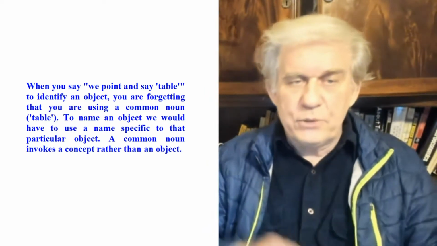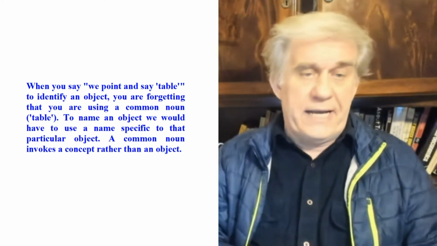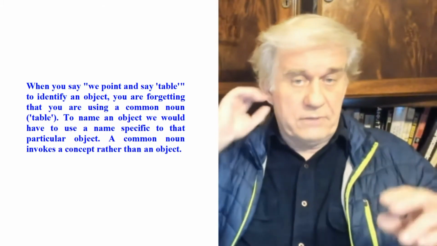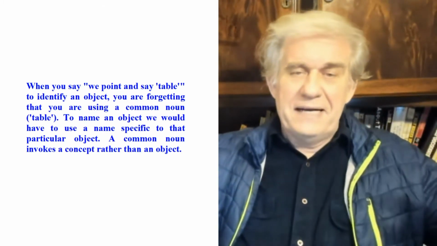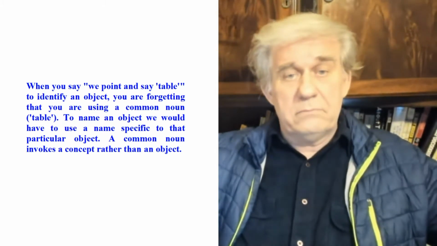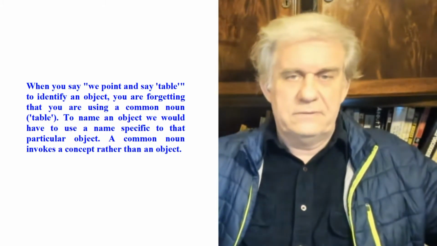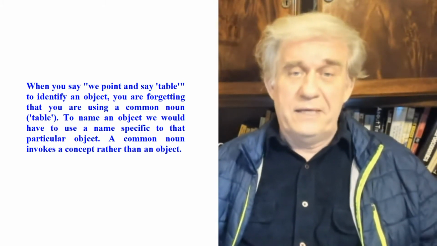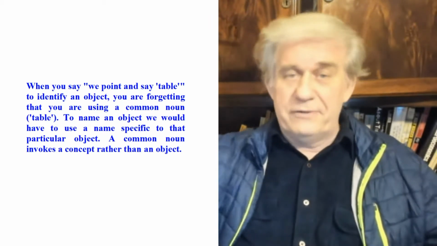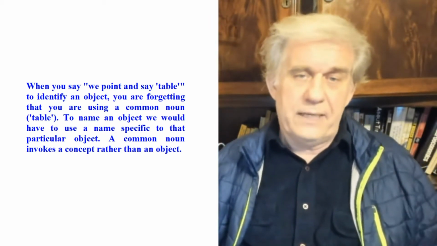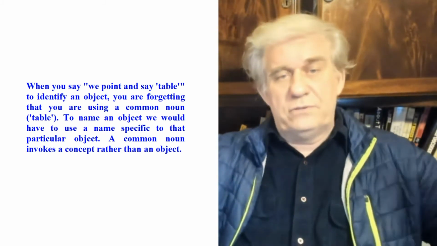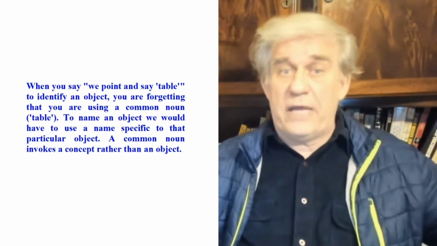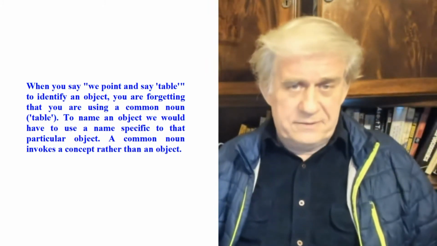To identify an object, you are forgetting that you are using a common noun, table. What this individual is referring to, could be a she, I don't know, is that there are many tables in the universe, let alone on planet Earth. I'm sure there's a civilization somewhere out there that has a word for what we call table, some kind of surface, four legs maybe. That's what he's saying: the table refers to all tables in the universe.